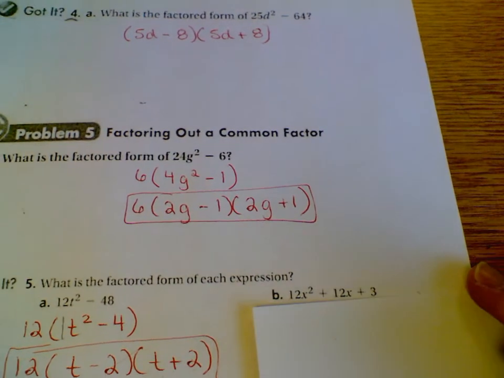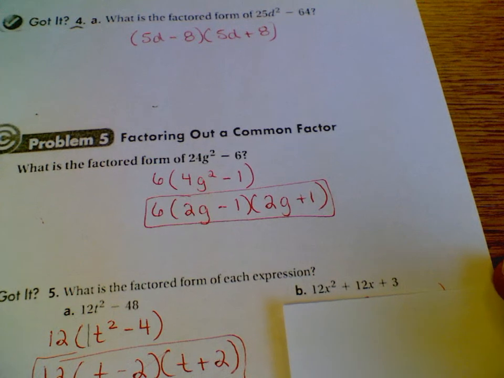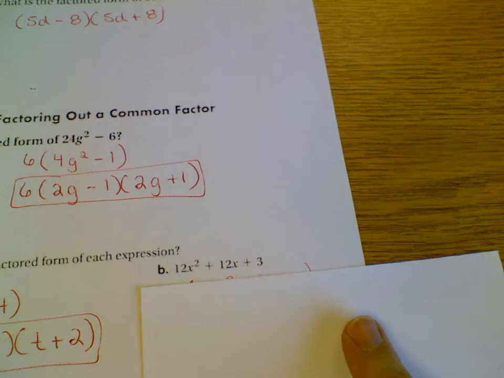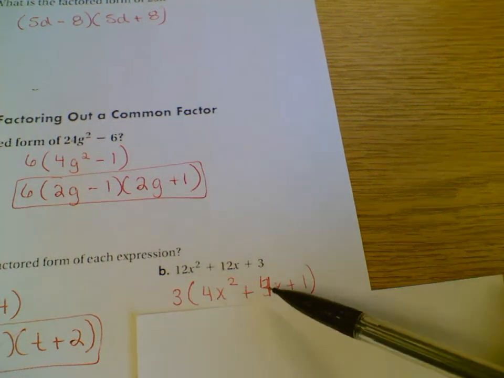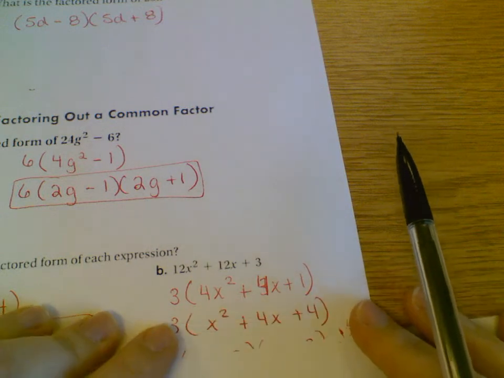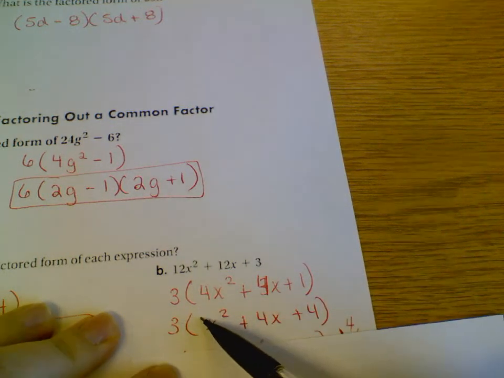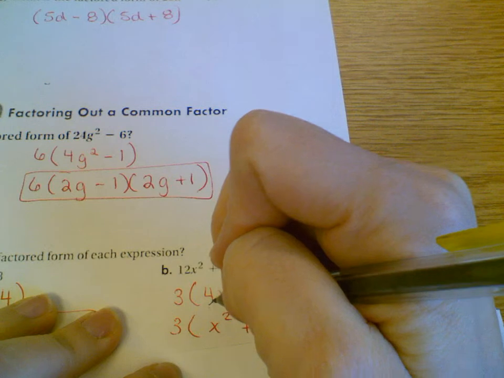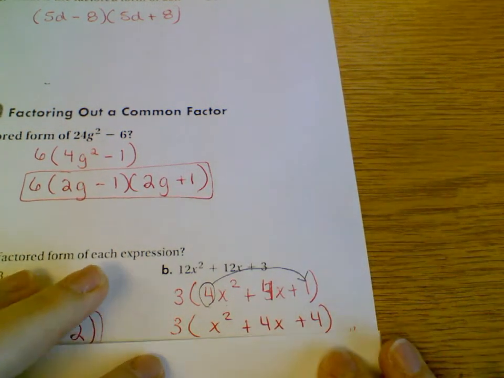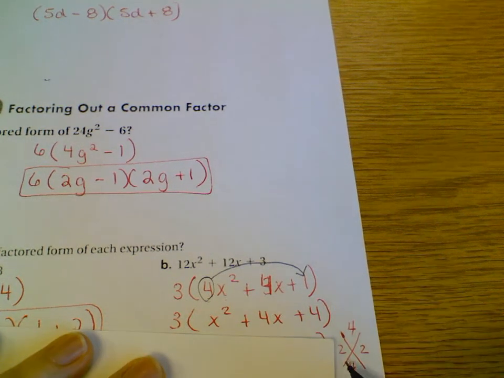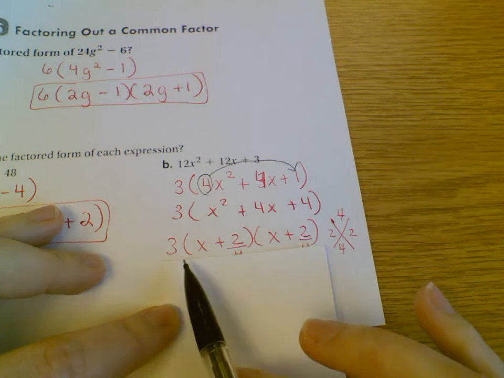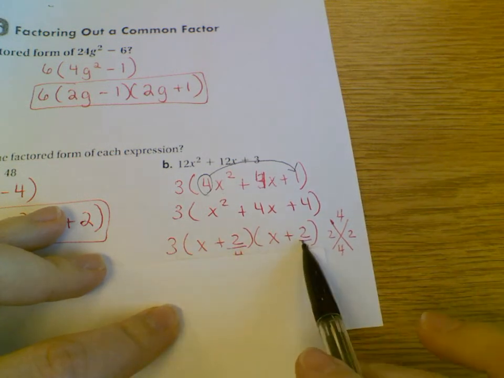Okay, last one. Again, I look for a greatest common factor, which is 3, so I'm going to divide all of those by 3, and I get 4x squared plus 4x plus 1. Then we're going to keep that 3 out there, slide this 4 over with the 1, and then I need factors of 4 that add or subtract to 4, which are 2 and 2. So then I end up factoring as 3 still out in front, x plus 2 and x plus 2.